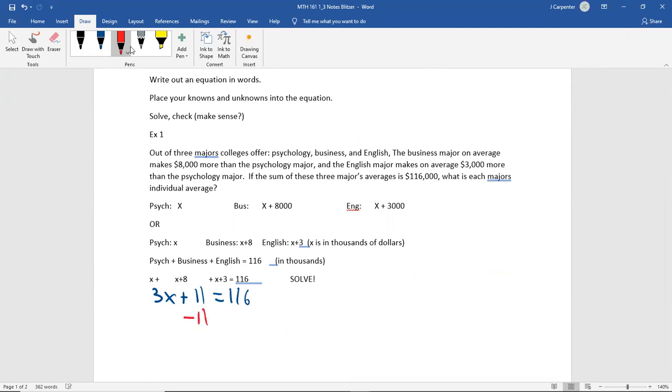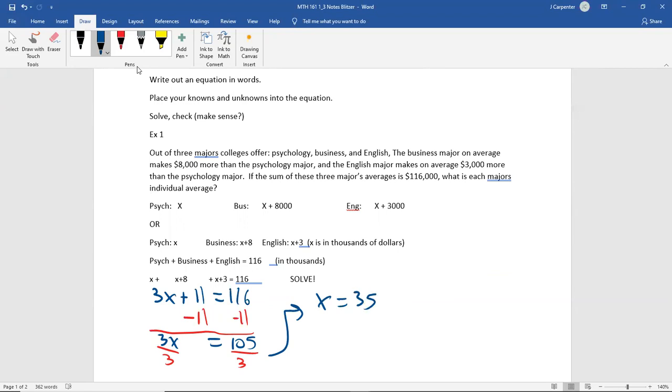Subtract 11 on both sides, which will give us 3X is equal to 116 minus 11 is 105. And then we just divide both sides by 3. There were no fractions, no distributions, just some like terms and moving one thing over. And what we end up with is X is equal to 35.